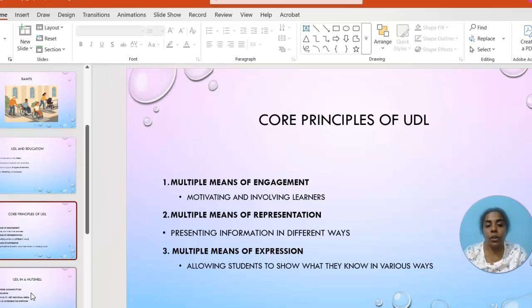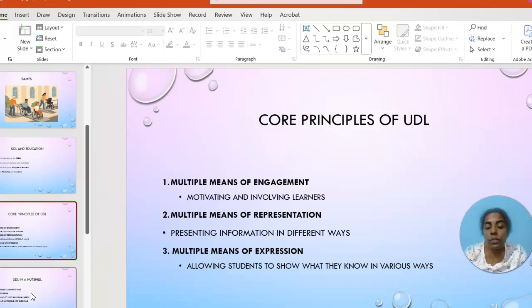Second principle talks about multiple means of representation. That means presenting the information in different ways via video, via audio, by making them do certain things. And third principle talks about multiple means of expression.